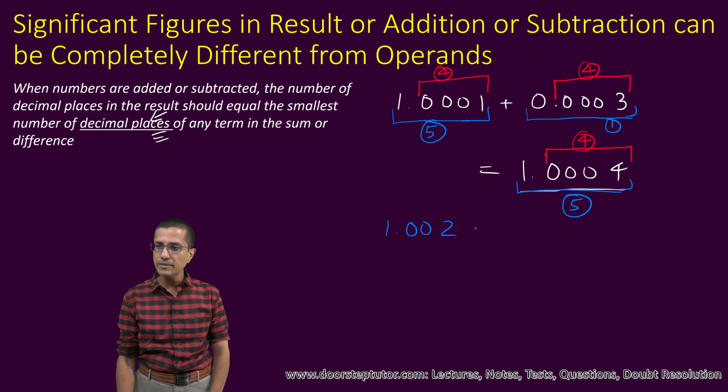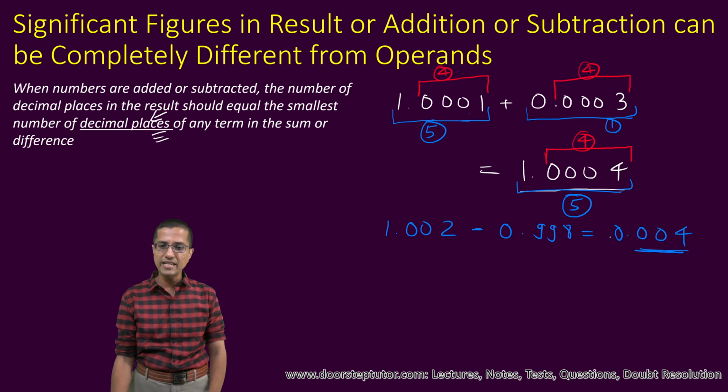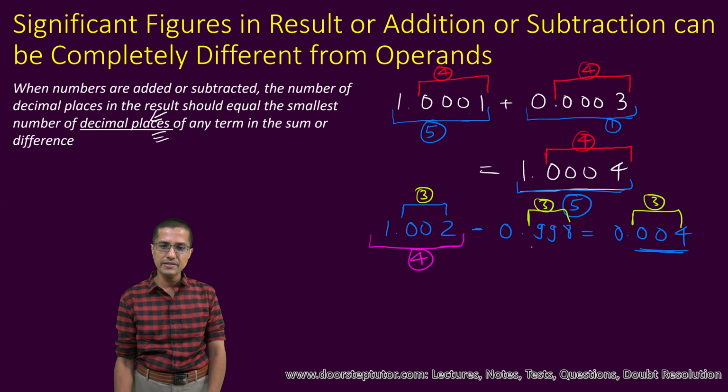So if I do this subtraction, in my final answer I am allowed to keep 3 digits after the decimal point, because both of my operands have 3 digits after the decimal point. So this has 3 and this also has 3 digits after the decimal point. So my final answer would have 3 digits after my decimal point. Now what happens to the number of significant figures? This had 4 significant figures, this had 3 significant figures, but my final answer had only 1 significant figure.